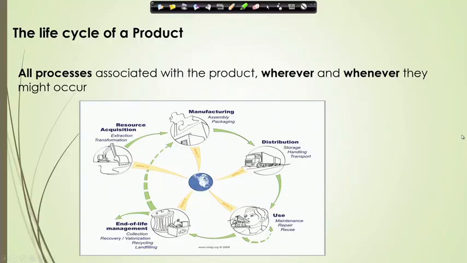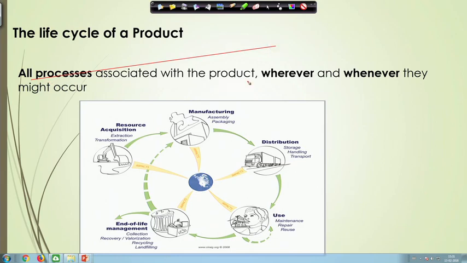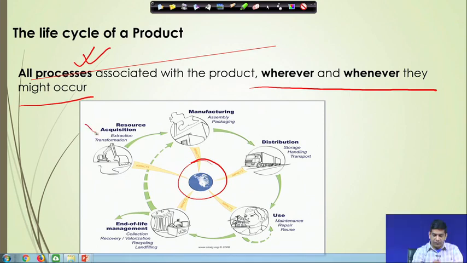So, that is the life cycle of a product. We try to include all processes associated with the product, wherever they might occur. If you look at this, our mother earth is in the middle, and we have resource acquisition, extraction, transformation, then manufacturing, distribution, use, and end of life management. During each of these we have an impact, as you can see written here: impacts, impacts, impacts. For each of these there is an impact on mother earth.